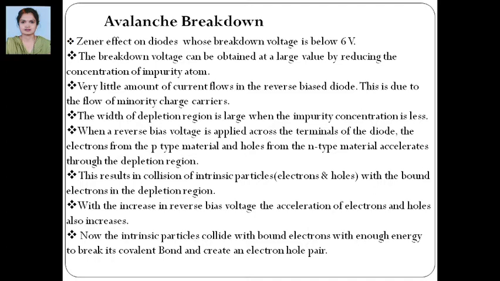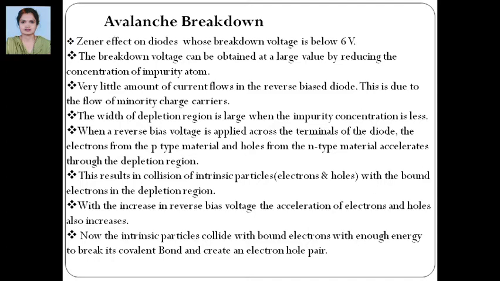Very little current flows in a reverse biased diode. This is due to the flow of minority charge carriers. It means the avalanche breakdown appears because of minority charge carriers only. The width of the depletion layer is large when the impurity concentration is less.